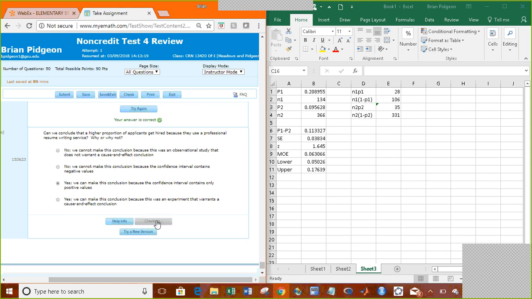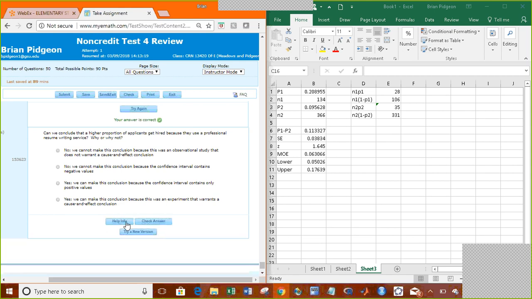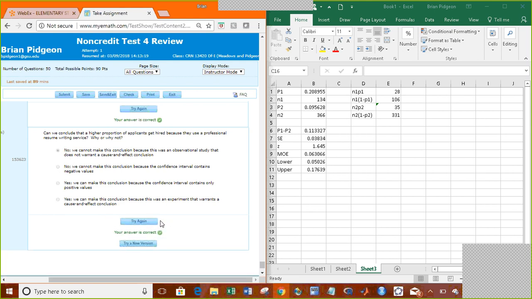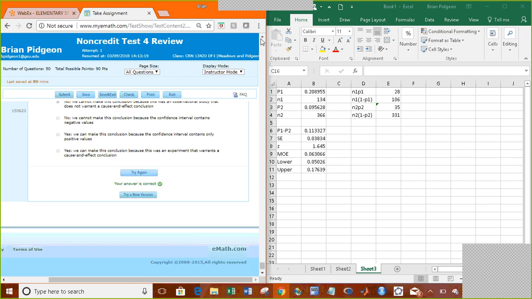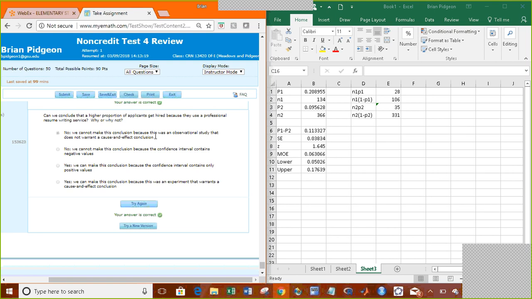So, I'm going to say first that there appears to be a difference. Yes, because it contains only positive values. But what my gut was saying is that it's going to be no, because it actually was an observational study, and from observational studies we can't conclude cause and effect because it's not an experiment, because we did not randomly assign those treatments. So be careful of this. Observational studies do not warrant a cause and effect conclusion.